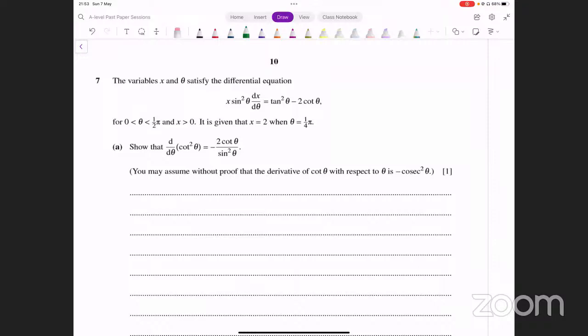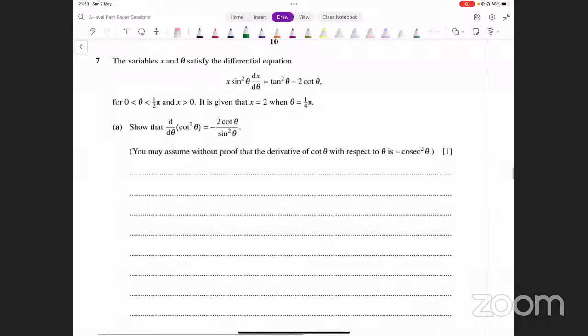All right, let's look at this now. Question number 7. Question number 7 says the variables x and theta satisfy this differential equation for theta between 0 and pi over 2, and x is greater than 0. It's given that x equals 2 when theta equals pi over 4.